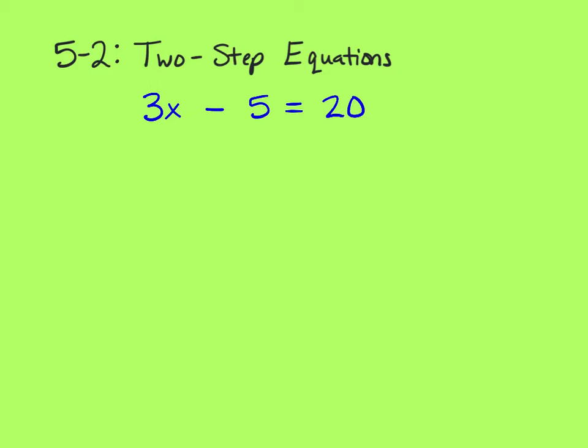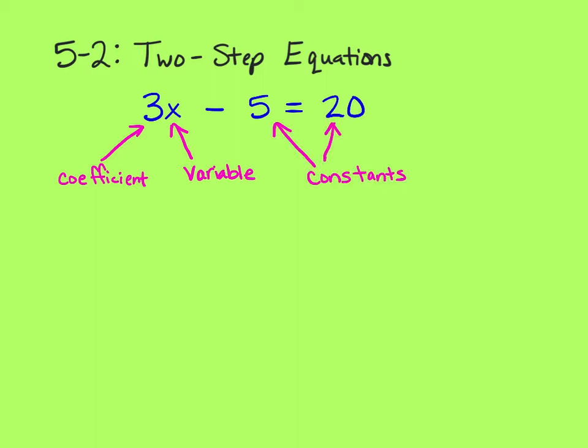We have a few things we want to label in this equation, the different parts of it. 3 is called a coefficient because it is a number that is multiplied by a variable. X is a variable. It is a letter that is representing a number that varies. -5 and 20 are both called constants because they are numbers that don't change. They remain constant.